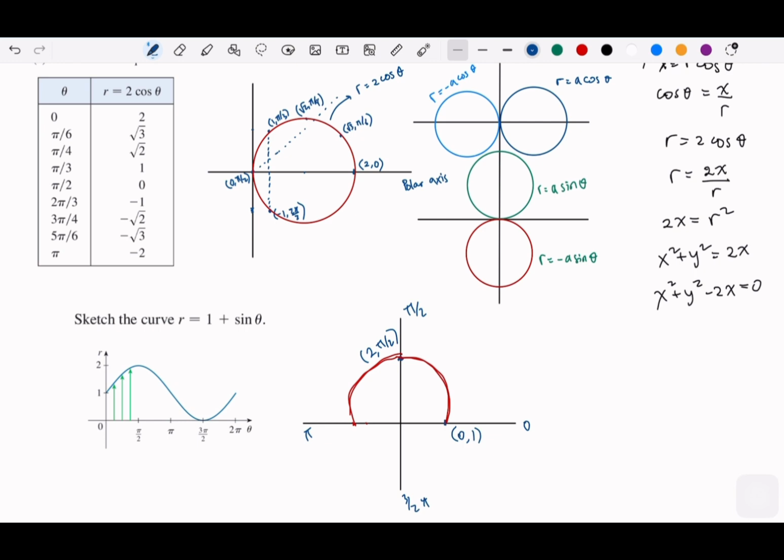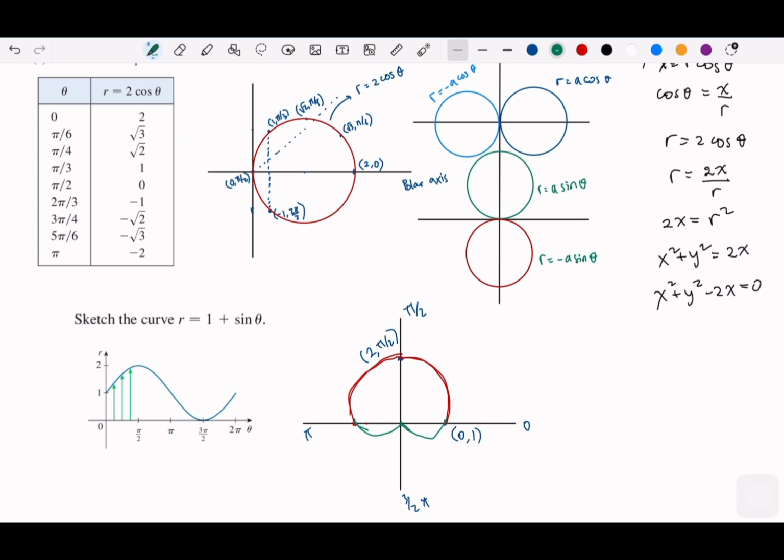So let's draw that. I think I will use green color here. And then from 3 over 2 pi to 2 pi, this will be a symmetry, the same as what we did before. So it will be symmetrically the same with this green line. So it will be another one. So 2 pi is 1, right? So back to the original point. So we are going to say this will be the cardioid. The heart shape will be inverted.